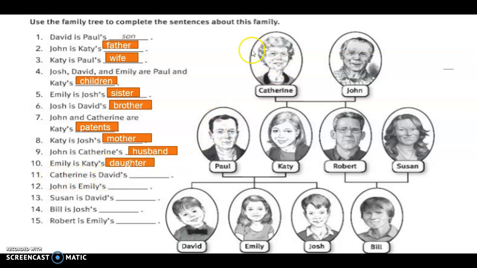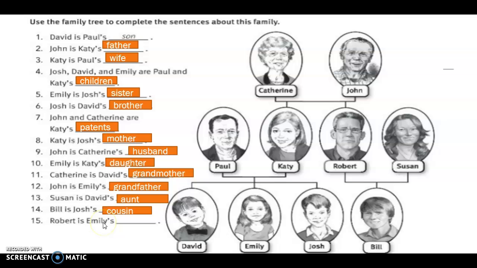Catherine is David's, of course, grandmother. John is Emily's grandfather. Susan is David's aunt. And Bill is Josh, Emily, and David's cousin.